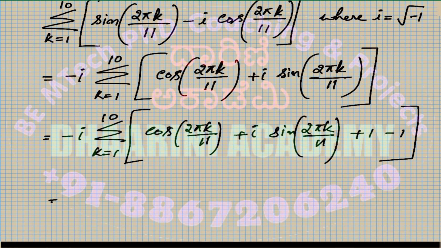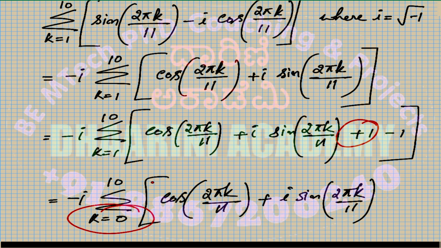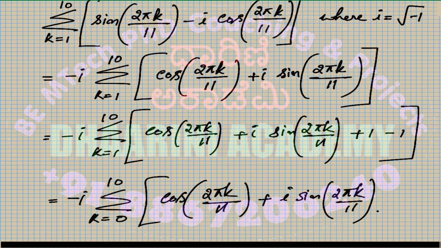I can write this as, therefore, minus i into the summation k equal to 0 to 10. Now this is the required format. I had said that it should start from k equal to 0, so now I am bringing that. This is cos of 2 pi k by 11 plus i into sine of 2 pi k by 11. So you see what we did: we included this plus 1 by making k equal to 0. So this 1 need not be written; writing only the minus 1 that is there is enough. So that means this is minus 1.